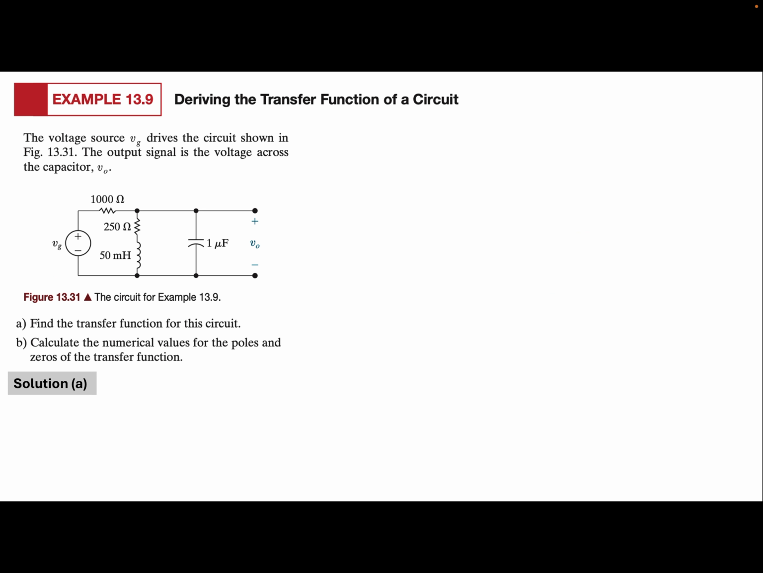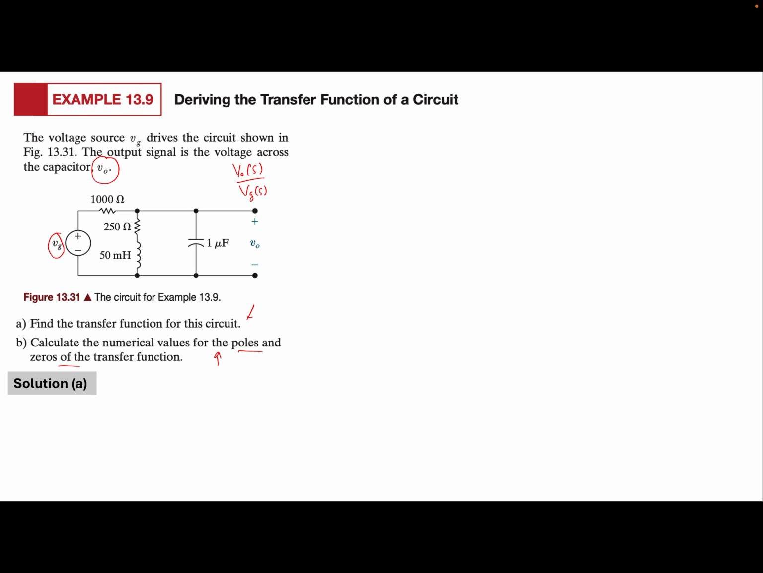So consider the circuit. It's kind of a very simple example problem where input is VG, so this drives it, and I need to find a transfer function, and the output signal is the voltage across the capacitor V0. So practically, in the S domain, I need to find the ratio of V0 of S over VG of S. And then whatever the expression of the transfer function is going to come out to be, I have to find the poles and the zeros of the transfer function as well, right?